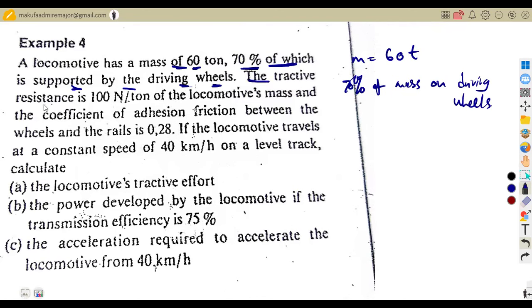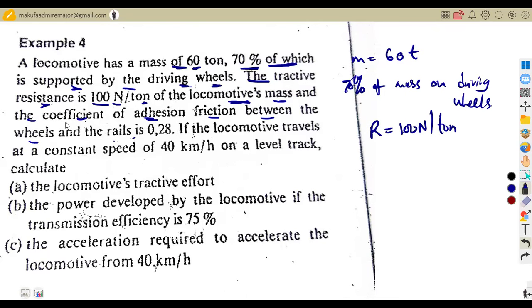The tractive resistance is 100 newton per ton. That is our R there. 100 newton per ton. Remember, we said our R is given, or you can just write it as FR. The locomotive's mass and the coefficient of adhesion friction between the wheels and rails is.